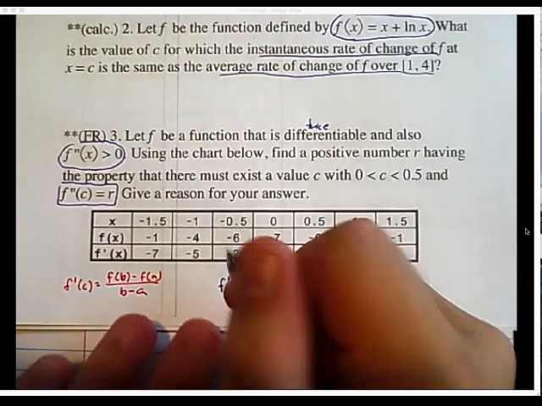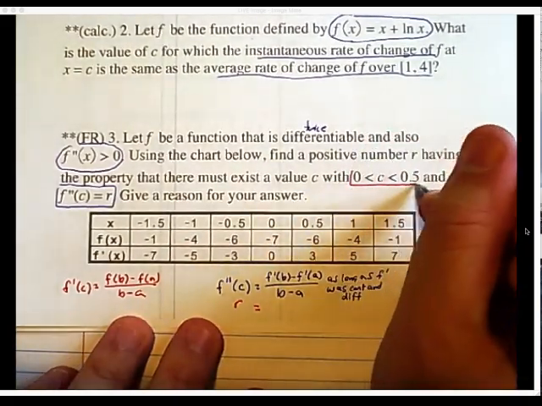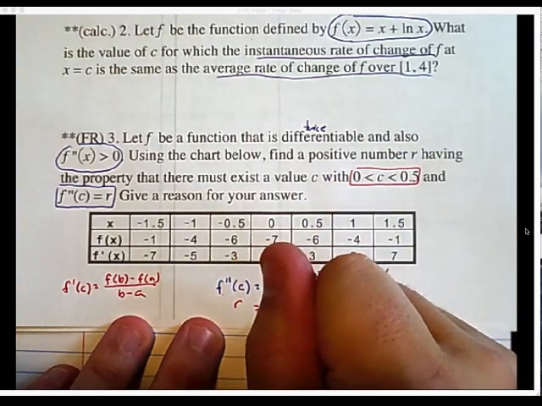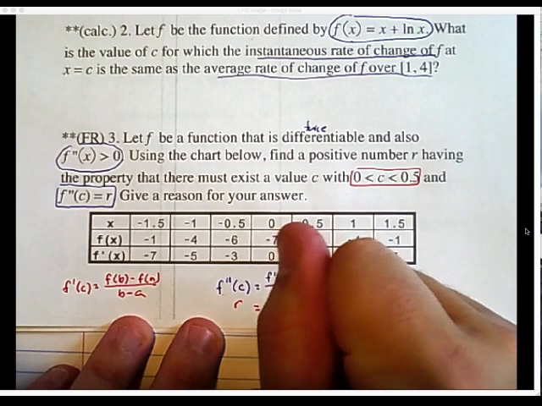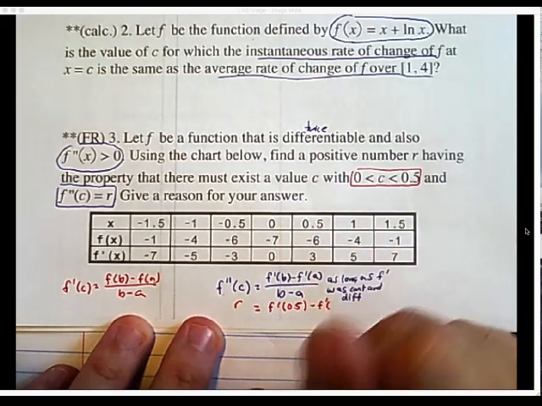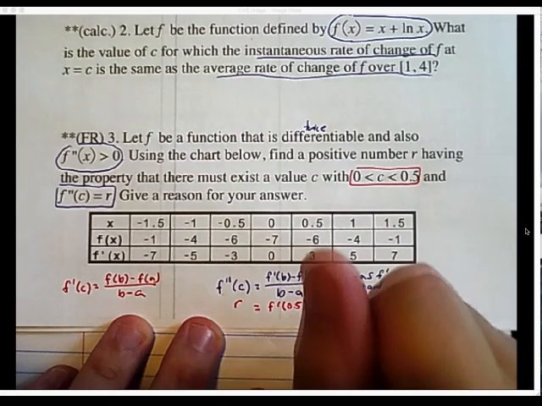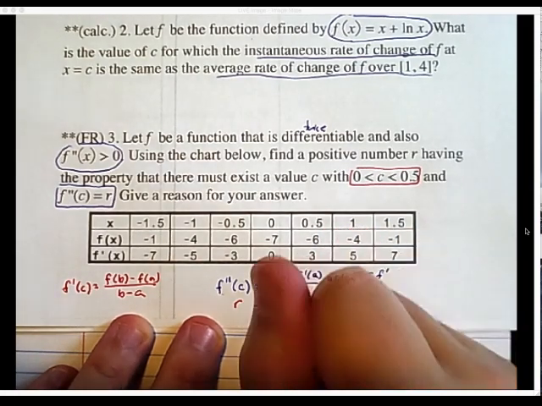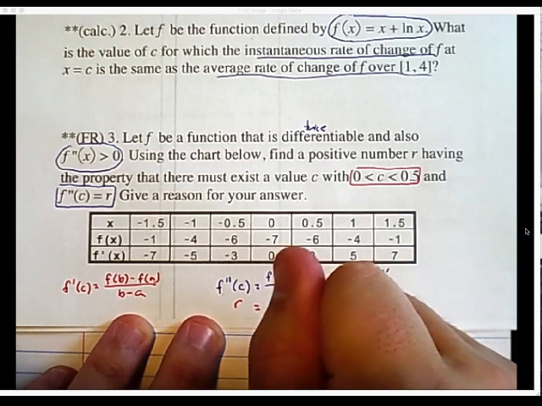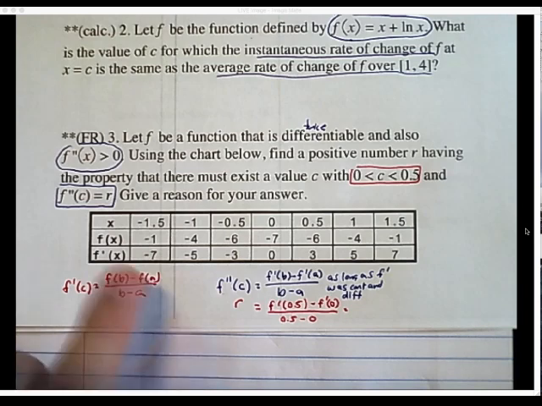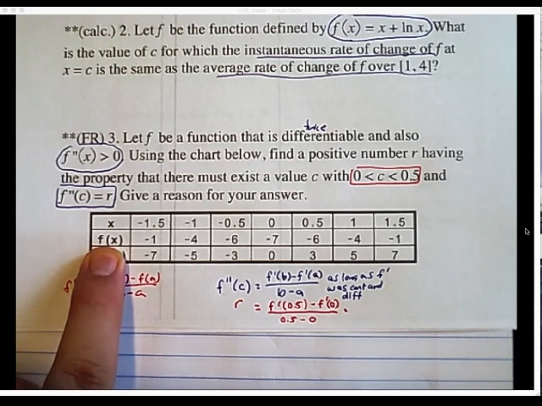Well, they also give me an interval. They say between 0 and 1/2. So to figure out what r is, all I have to do is f prime of 1/2 minus f prime of 0, all over 1/2 minus 0. So the reason I gave you information about f is to try to throw you off.